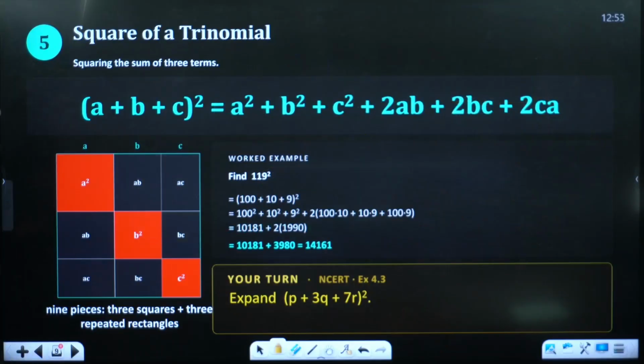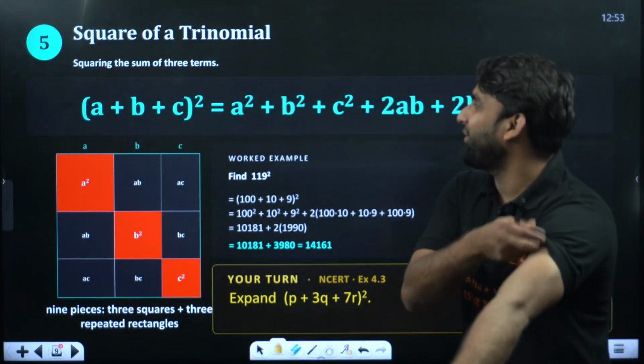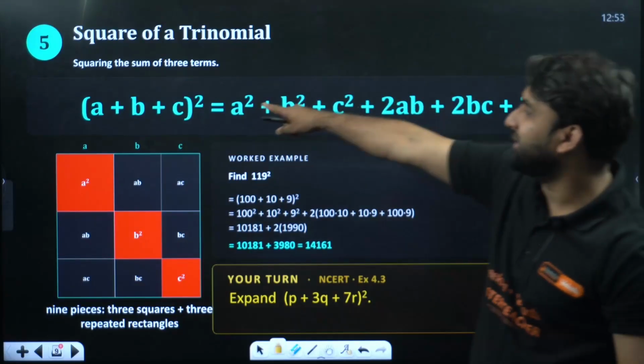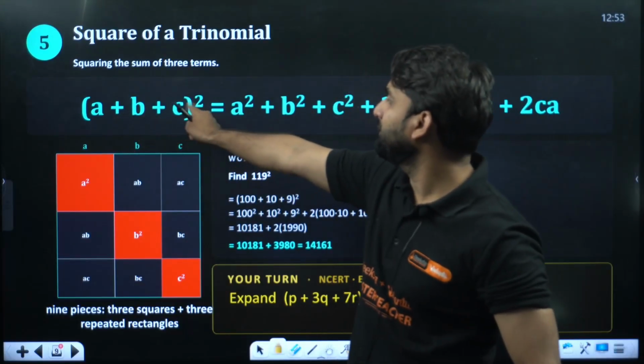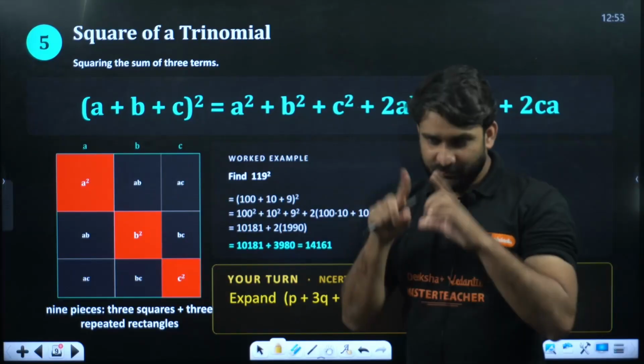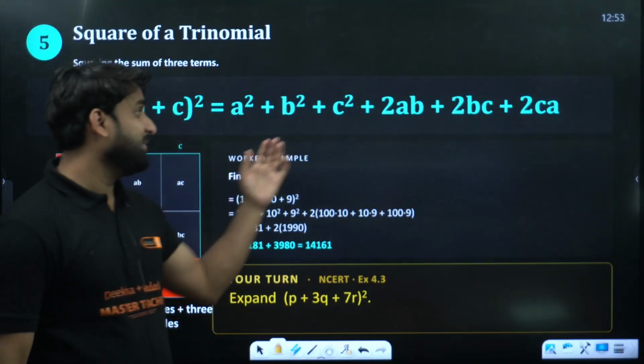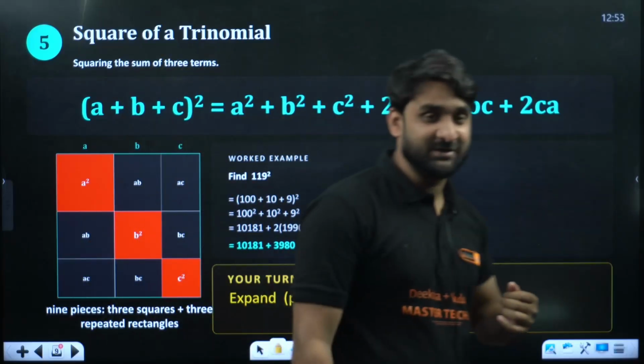Moving ahead. The next identity is the square of a trinomial, squaring the sum of 3 terms: 1 term, 2 terms, 3 terms. 3 terms are adding up and we are squaring that. So this is a square plus b square plus c square plus 2ab plus 2bc plus 2ca.